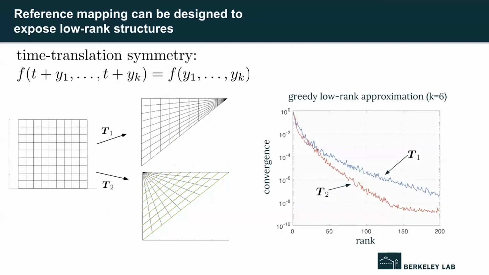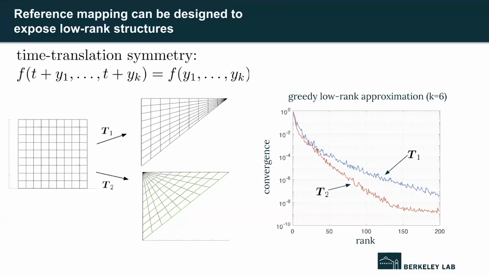In fact, when we use a greedy algorithm for approximating functions using tensor train, which is a low-rank tensor format, what we find is that the approximation with the map T1 converges significantly slower than the approximation with the map T2. In this case, we can get about 2 orders of magnitude more accuracy out of the map T2 than we can out of the map T1 for the same rank.